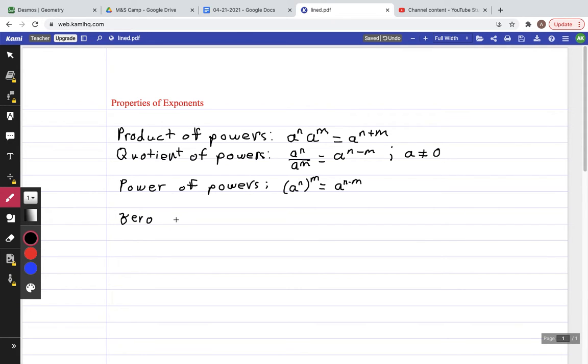We have the zero power property, which says if I take a number and raise it to the 0 power, I get 1. The only exception to that rule is when a equals 0. And what that actually ends up equaling is something that we do not have the mathematics to actually show quite yet. It's going to be a few years before you get to that point.